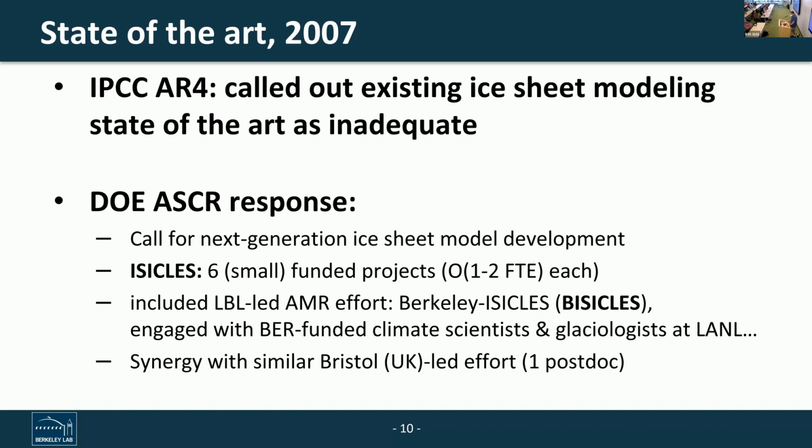So the response was a set of small funded projects, about six projects. One of them was an LBL-led AMR effort. The big project was called Ice Sheet Initiative for Climate in Extreme Scales. And then the Berkeley effort, because it's Berkeley, was BISICLES. Then it turned out that folks in Bristol were doing the same thing at the same time, so we decided to work together instead of competing. And it wound up being a collaborative effort between us and the UK.